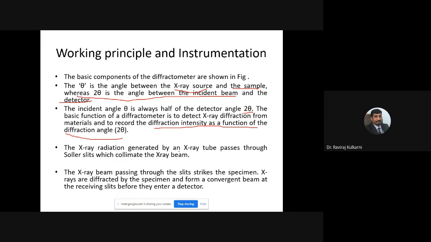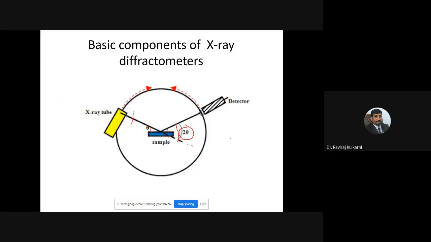X-ray radiation generated by the X-ray tube passes through Soller slits, which collimate the X-ray beam. The beam passing through the slits strikes the specimen, and X-rays are diffracted by the specimen and form a convergent beam at the receiving slit before they enter the detector. X-rays are fired here, they fall on this sample, and then they are reflected with an angle. So this detector angle is 2 theta.